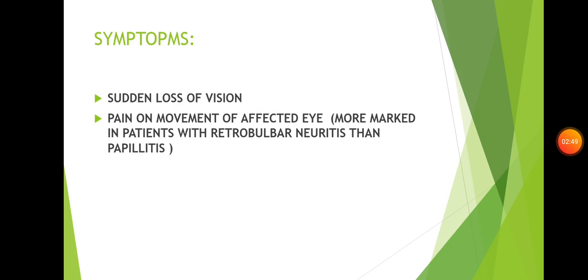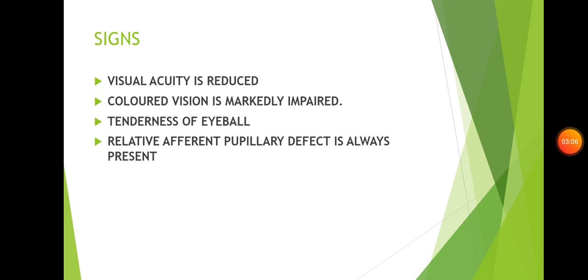Overall symptom: sudden unilateral loss of vision; bilateral loss of vision is present in viral disease. Pain is present when the patient moves the affected eye. Pain is more marked in patients with retrobulbar neuritis than papillitis. Signs: visual acuity is reduced, color vision is impaired, tenderness of the eyeball present, and the most important sign is the relative afferent pupillary defect, which is always present.